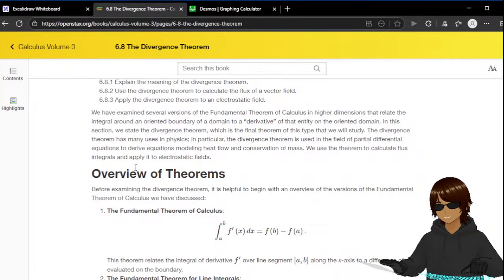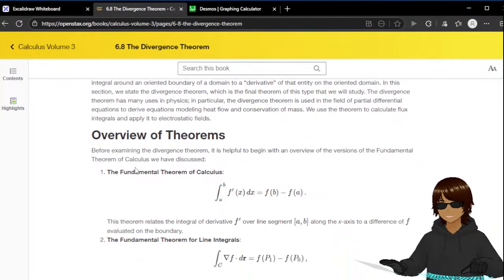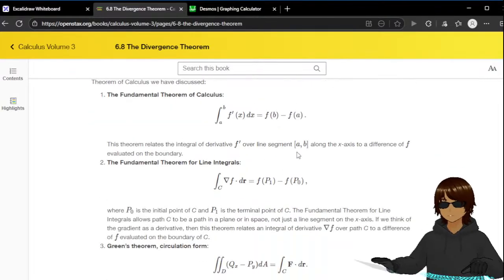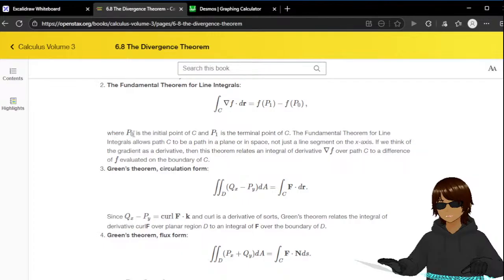So, overview of theorems. Before examining the divergence theorem, it is helpful to begin with an overview of the versions of the fundamental theorem of calculus we have discussed. So we have the basic one, right? We have the fundamental theorem for line integrals, where P0 is the initial point of C and P1 is the terminal point.